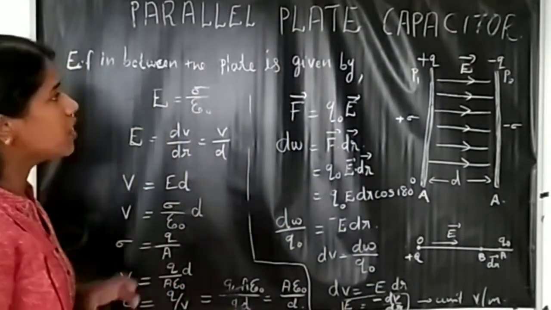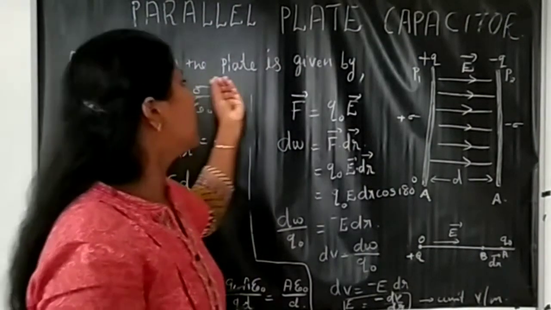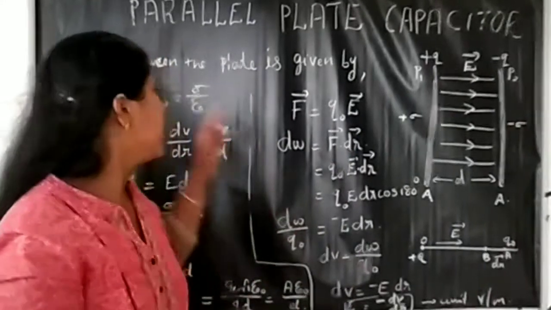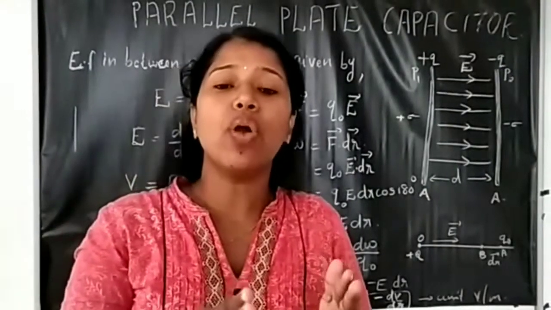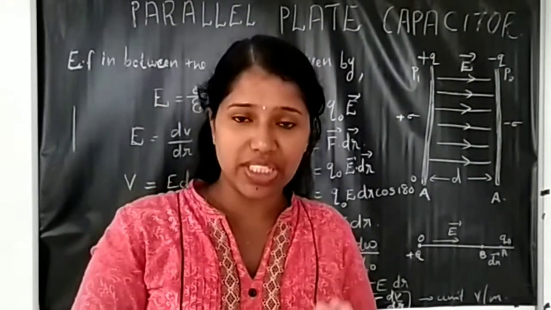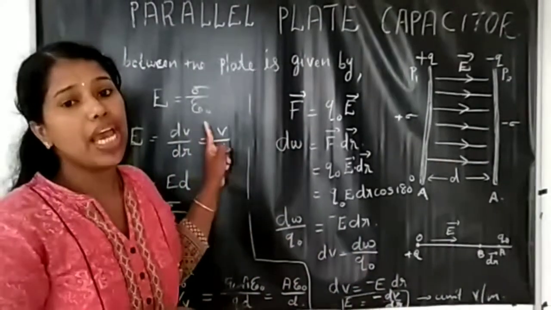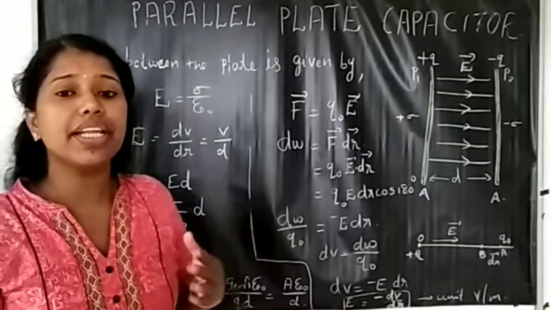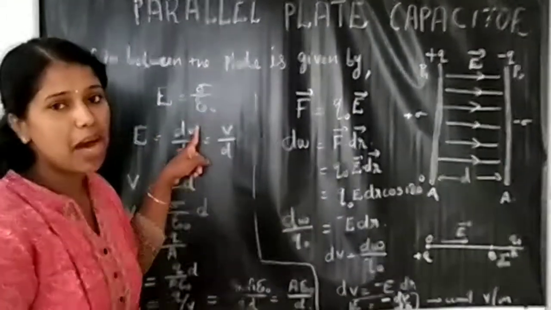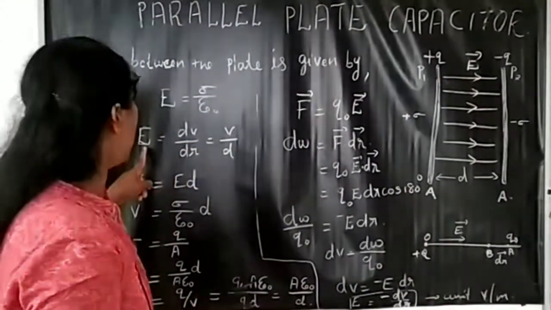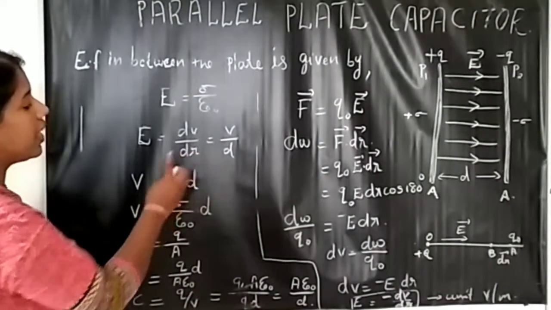Then what is the expression for this parallel plate capacitor? We know that the electric field between the plates is given by E is equal to sigma by epsilon naught. We already studied the plane sheet case in the first chapter, where electric field intensity E is equal to sigma by 2 epsilon naught. There we took a single surface. Here E is equal to sigma by epsilon naught. One more equation is there, E is equal to dV by dr.